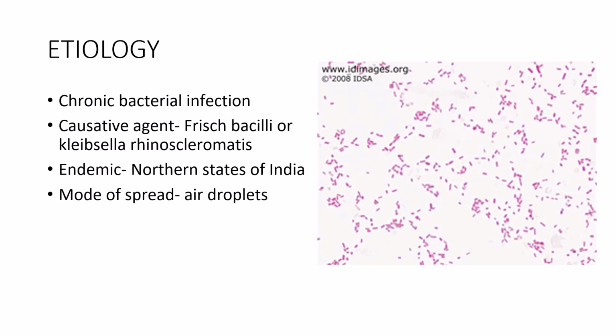Rhinoscleroma is a chronic bacterial infection which is caused by a gram-negative bacillus, Klebsiella rhinoscleromatis. Also, it is known as fish bacilli. This is very much endemic in the northern states of India, and the mode of spread is via air droplets.